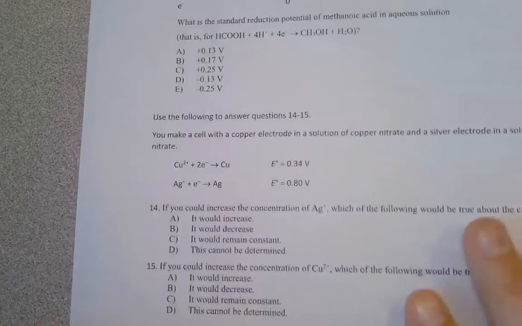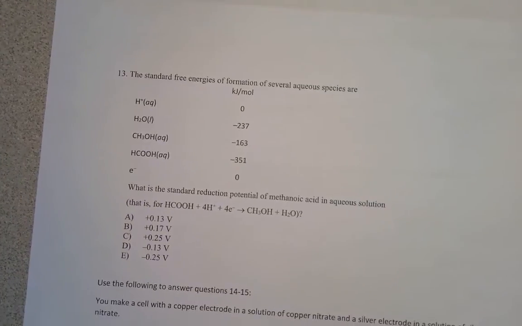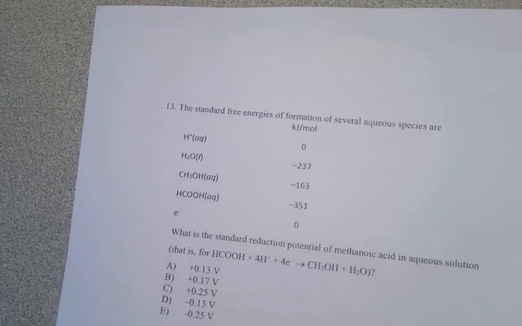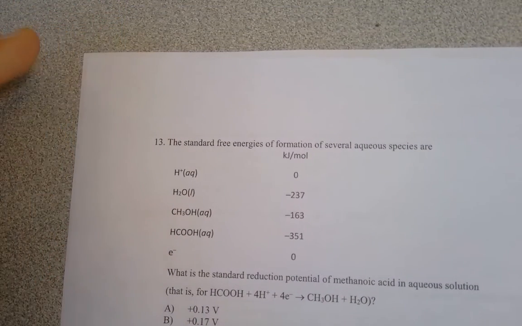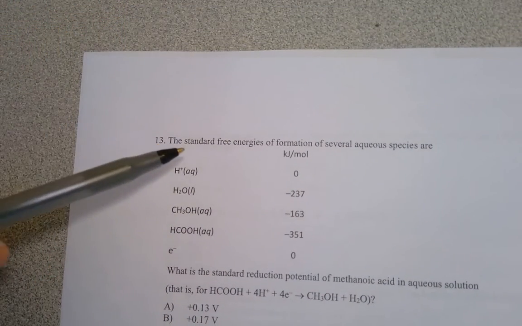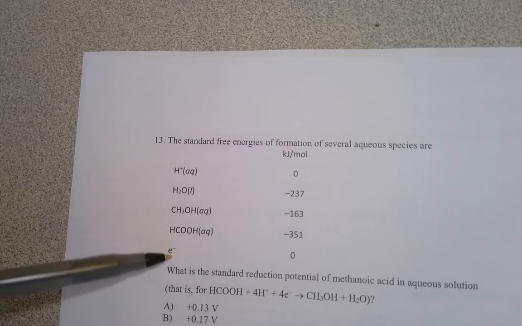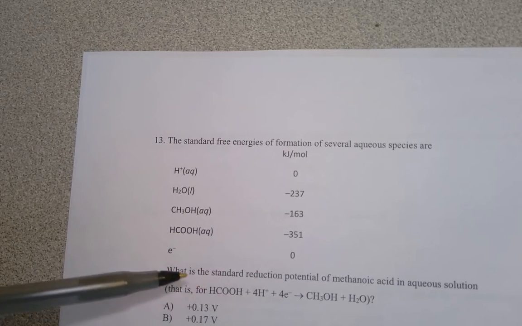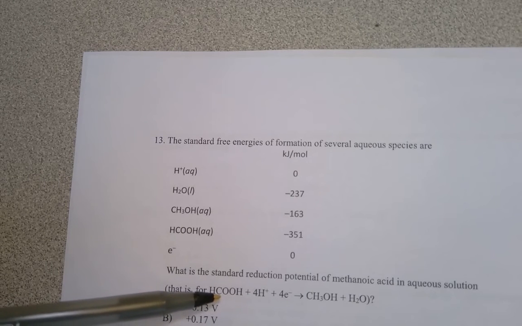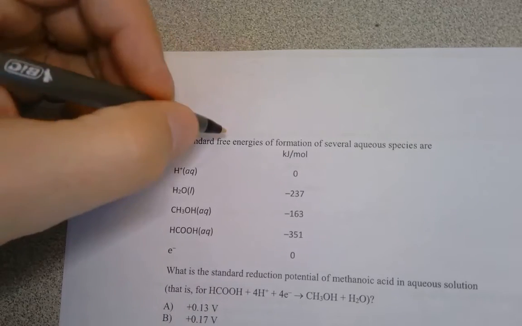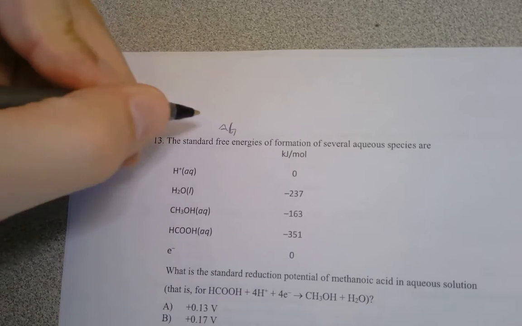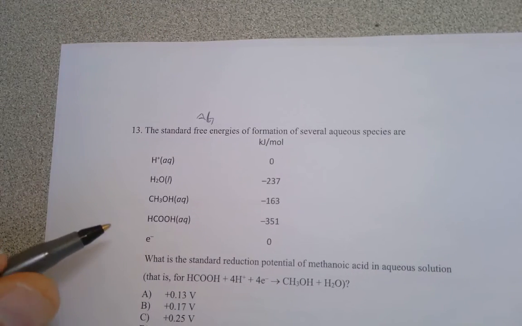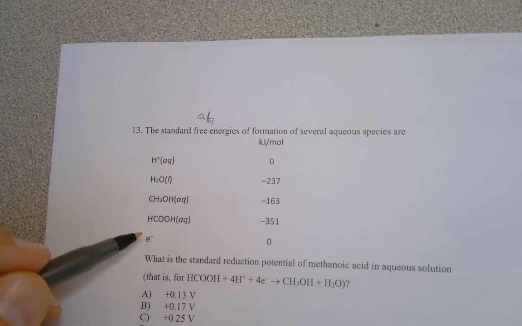13. Move this stuff around a little bit. So let's see. The standard free energies of formation for several species are shown. What is the standard reduction potential for methanoic acid in this solution? So they've given us some delta G's. Looks like what they're wanting us to do is work the exact opposite direction of what we just did. So we're going to do products minus reactants.